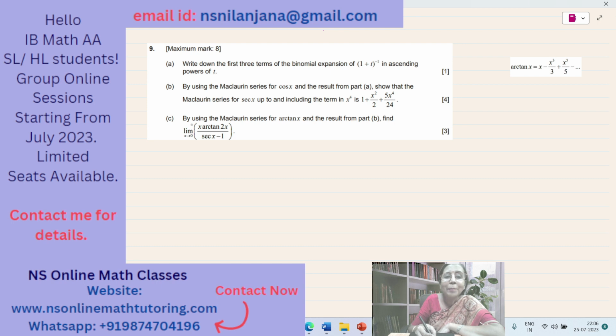Part C: by using the Maclaurin series for arctan of x and the result from part B, find the limit as x tends to 0 of x times arctan of 2x over secant of x minus 1. Part B's result was this part. Of course, it doesn't end in these 3 terms, but we have taken up to x to the power of 4. And this is given in your formula booklet, of course.